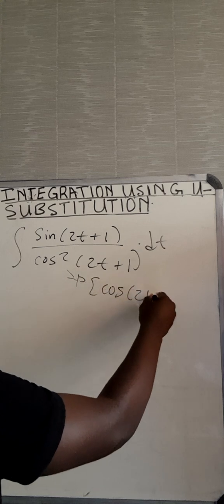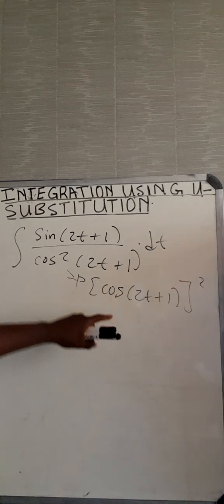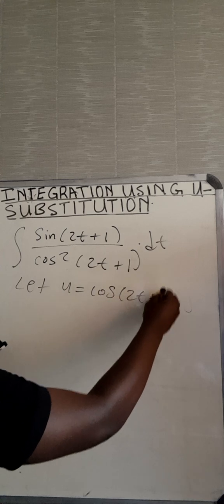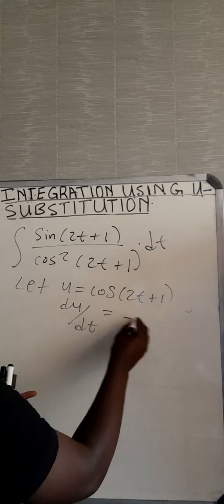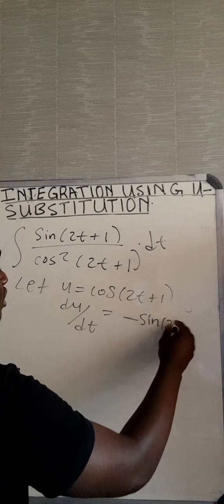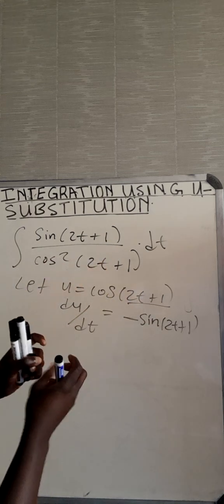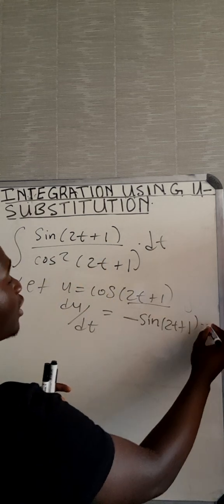Now, you see, this guy is just like cos of 2t plus 1 all squared. So if we let this guy be u, let's do that. If you let u be cos of 2t plus 1, then du over dt will be a negative sine 2t plus 1, but because we're using the chain rule, we need to also differentiate the inner function, which will be just 2.